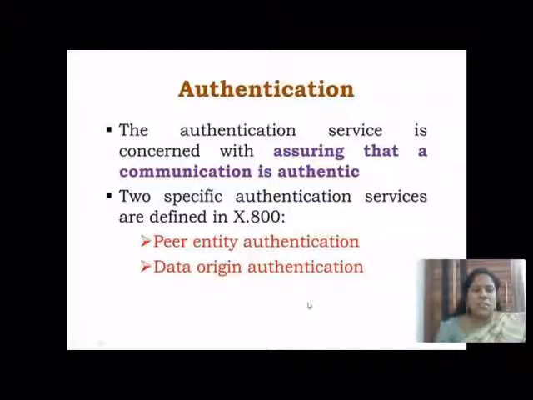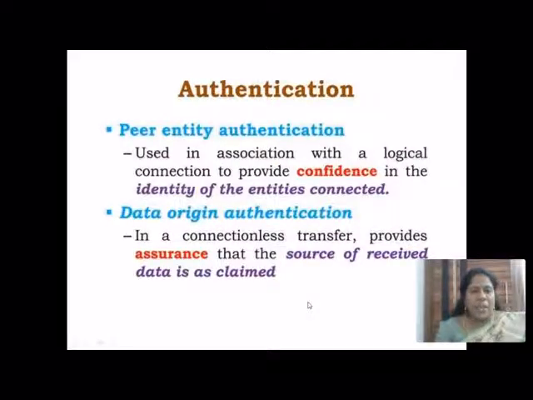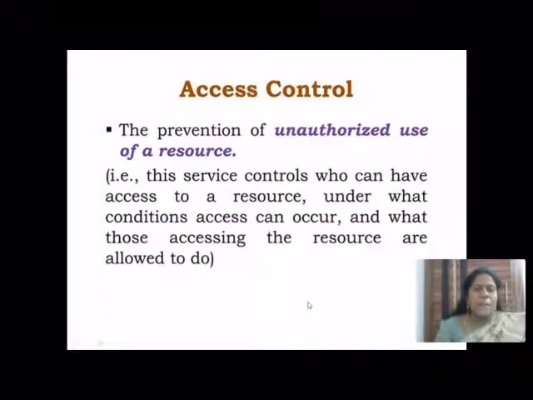The authentication service is concerned with assuring that the communication is authentic. It can be classified into two types: peer entity authentication and data origin authentication. Peer entity authentication is associated with a logical connection to provide confidence in the identity of the entities connected. Data origin authentication is a connectionless transfer that provides assurance that the source of the received data is as claimed. Next one is access control, the prevention of unauthorized use of a resource.